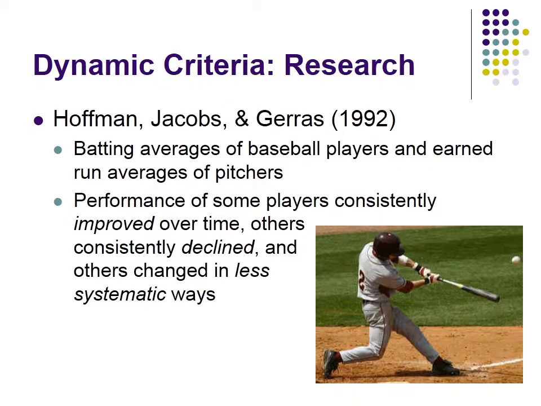So this has been shown through archival research. So again, archival research is just looking at pre-existing data. Hoffman, Jacobs, and Gerras in 1992 basically looked at the batting averages of baseball players and earned run averages of pitchers over a long period of time. And what they found was that actually a fair amount of players were relatively consistent in their performance, but not all of them. Performance of some players consistently improved over time, others consistently declined over time, and some varied without much systematic pattern.